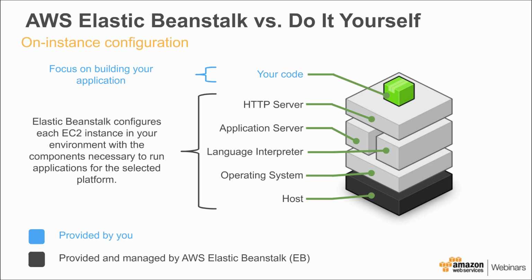So there is an HTTP server, there's an application server underneath, there's a language interpreter, so there's Java or Python or Go installed on the instances. And of course, we have the operating system underneath, which is generally Amazon Linux. And then of course, the host, which is provided via EC2 underneath. So all of this is automatically available for you in Beanstalk, and you bring your code, and that's all that you have to worry about.